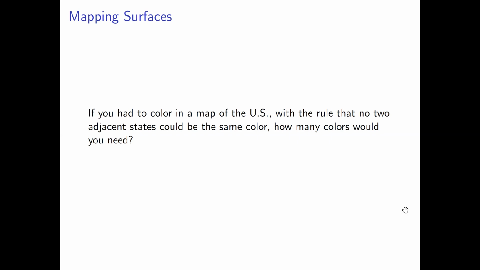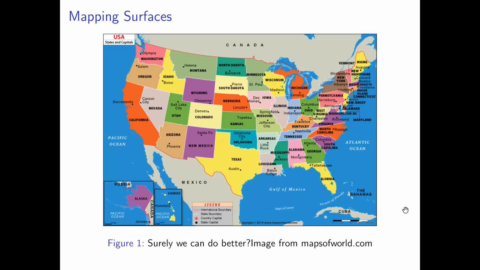So if I gave you a map of the United States and the rule that no two adjacent states could be the same color, how many colors would you need to color in the whole thing? If you want, you can look up a map of the US and pick up a couple crayons. I have tried this exercise. It's phenomenally hard. And if we look at this thing, okay, so here's one map.